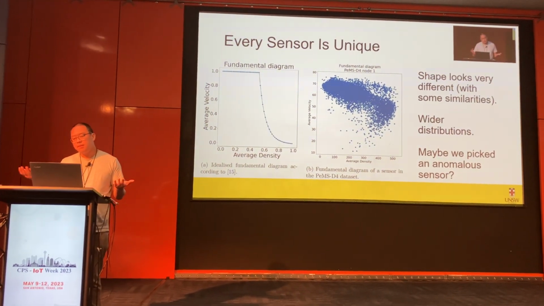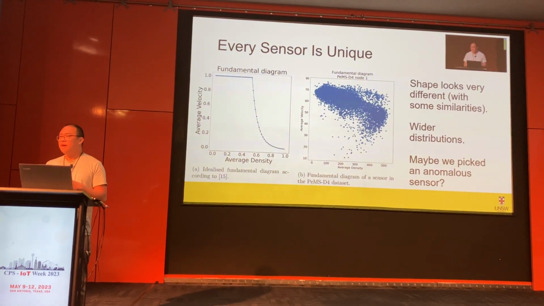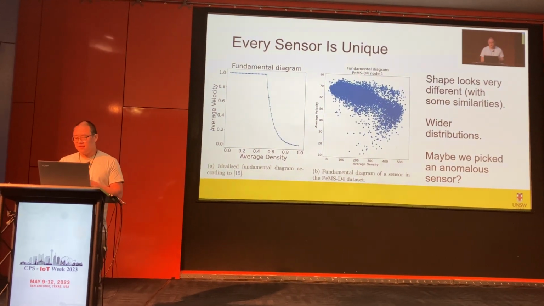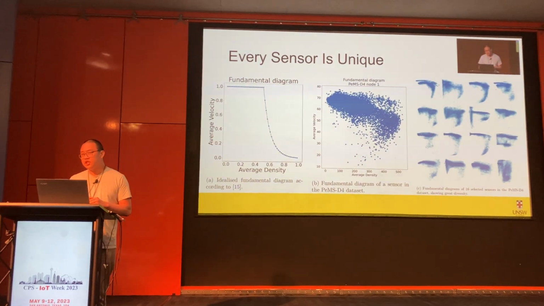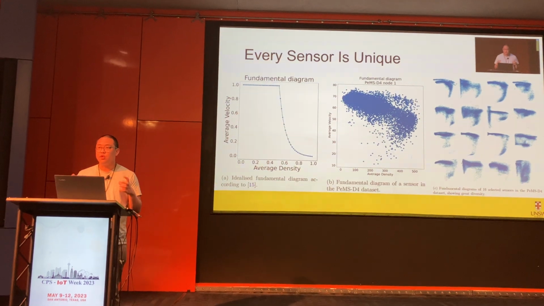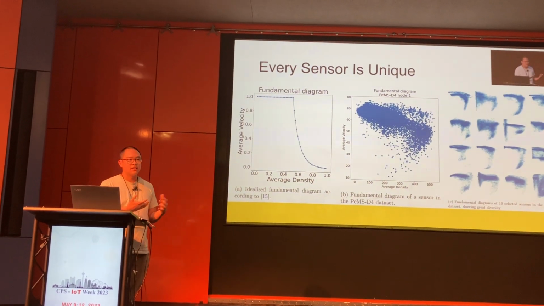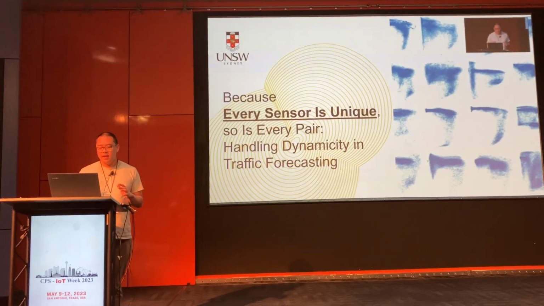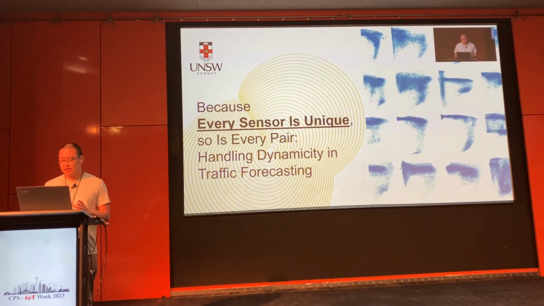But maybe we just picked the wrong sensor. This is just one sensor after all. Maybe this is an anomalous sensor, and every other sensor follows the ideal fundamental diagram. Unfortunately, it is not so. Every single sensor apparently has a very unique and very different shape and distribution, as we can see here. So that is the first part of our observation, that every sensor is unique.